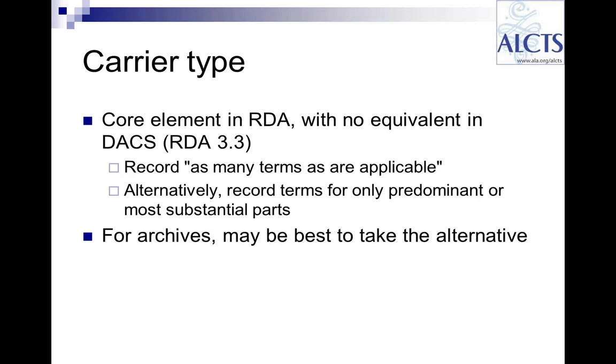The next core element in RDA is carrier type. RDA 3.3 calls for the recording of this information and provides a set list of terms that can be recorded. In those guidelines, catalogers are asked to record as many terms as applicable, but given the option of recording only the predominant type of material included or represented.